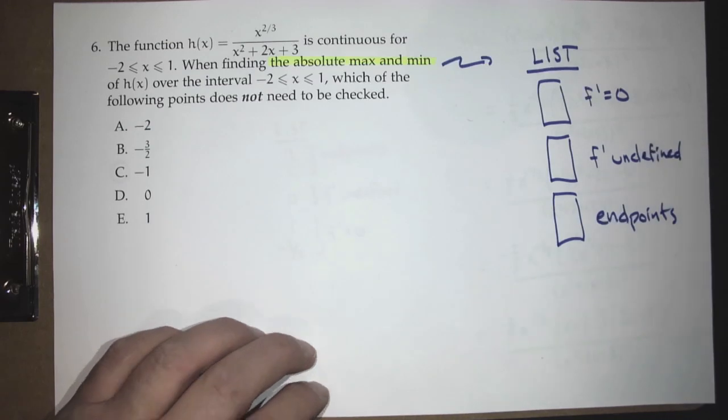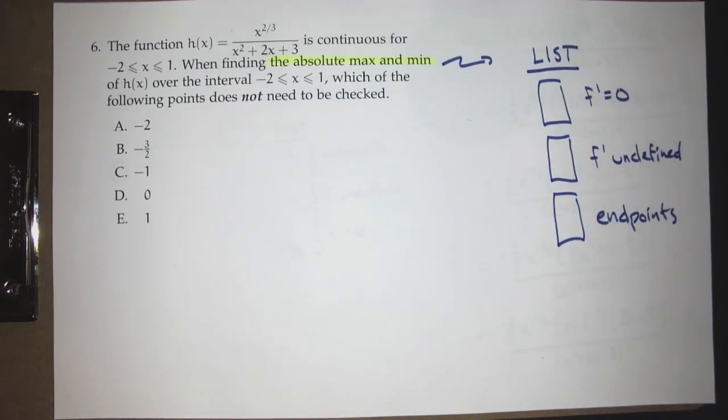So we are making our list. And as we make our list, we're going to get a bunch of points. Now, you can always test more points, but you don't have to test them unless they make this list. Because the absolute max or absolute min for a continuous function on a closed bounded interval has to happen at one of those points. And it says, well, here are 5 points. One of them didn't make the list. Which one didn't make the list?